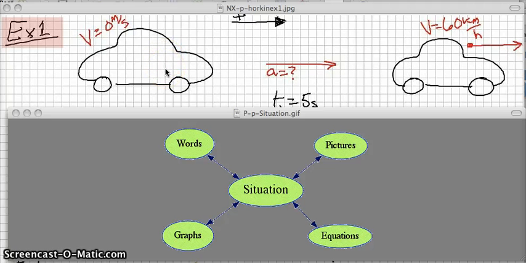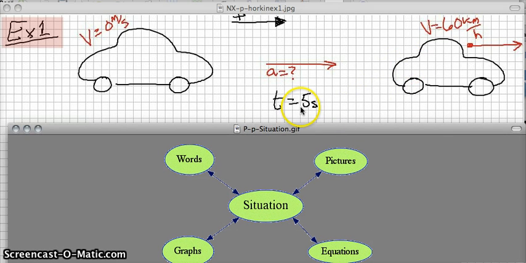I've drawn the picture. We know the car starts at rest, so originally our initial velocity is going to be 0 meters per second. We know that it attains some speed here, and we're going to call this 60 kilometers per hour. And it does so in 5 seconds. So the 5 seconds is an elapsed time between here and here.